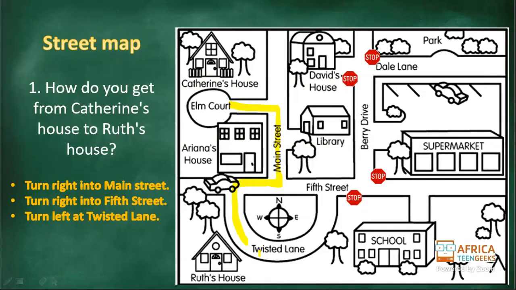Guys, I'm not going to look at one-word answers. Please type full sentences. So I said turn left into Twisted Lane, and then you can say Ruth's house will be. There we go. Joda said it's on the right. So you can start with whose house. So you say Ruth's house will be on your right side.